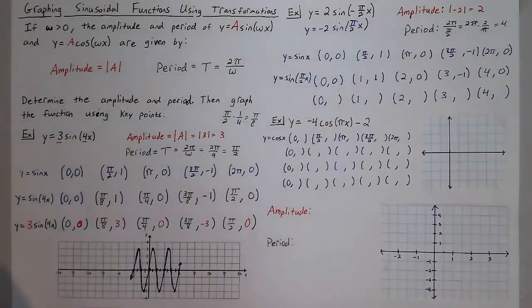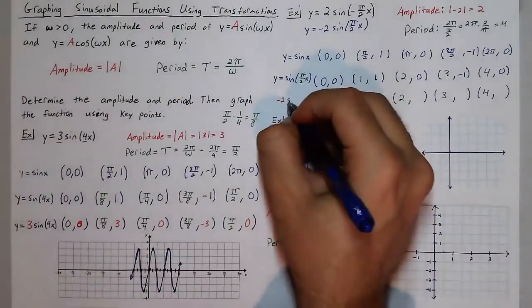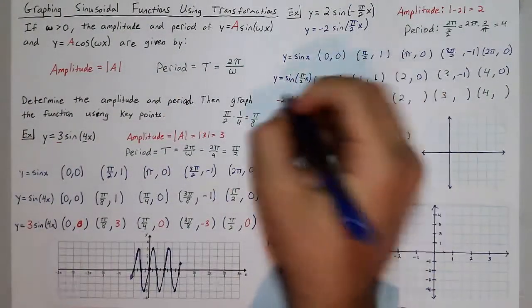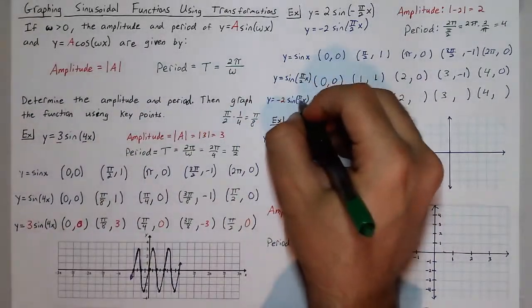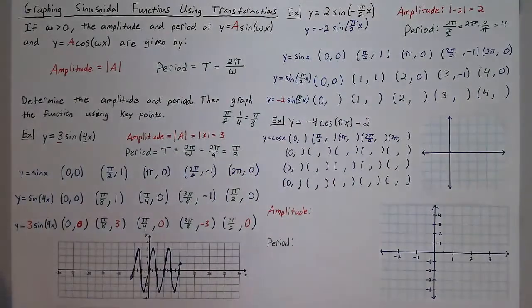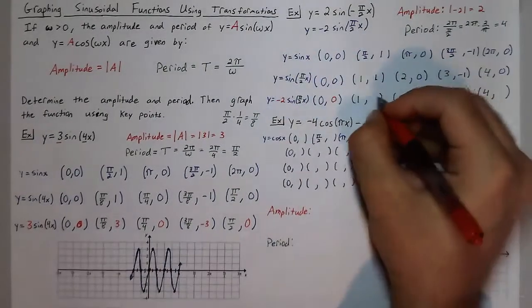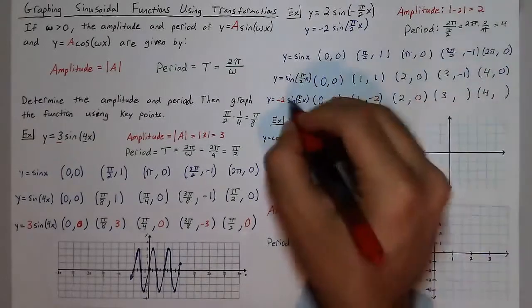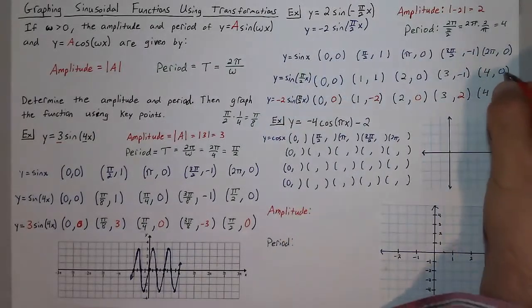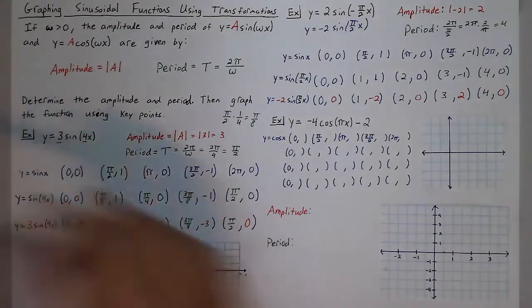Because now I'm going to apply the negative 2 that's out in front of the sine function. Because now that negative 2 will be 0 times negative 2, which is 0. 1 times negative 2, which is negative 2. 0 times negative 2, which is 0. Negative 1 times negative 2, which is positive 2. 0 times negative 2, which is 0. And now I should have all the points I need to graph this.